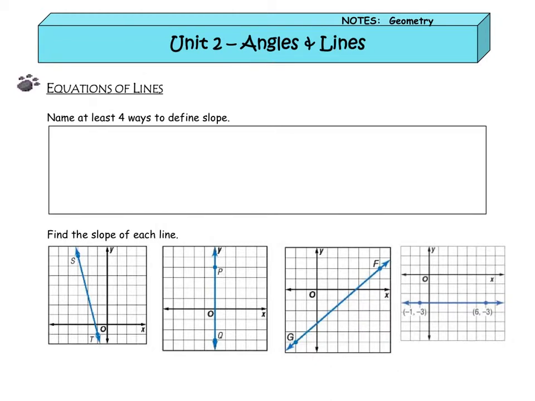Okay, we're going to quickly review our notes for the lesson slopes of lines. So we're going to be looking at slope. The first thing we want to look at here is how to define slope, different ways that we see this written. For instance, we've seen it written as rise over run.